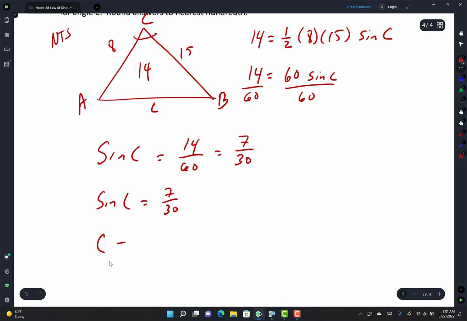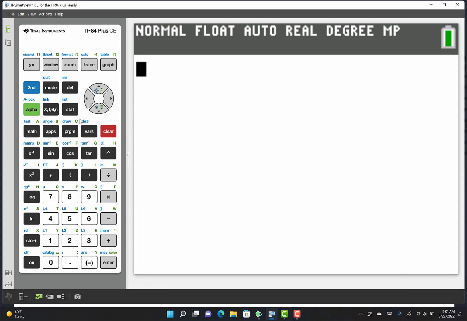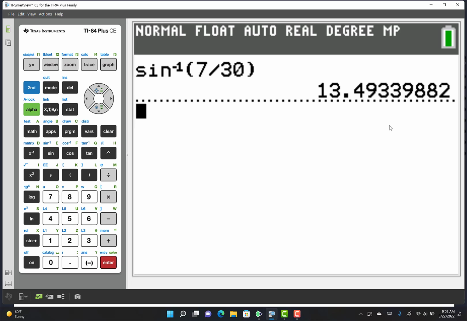To get C by itself, you've got to take the arc sine, the inverse. And let's see what that answer is. So we're going to go arc sine of 7 over 30. Make sure you're in degree mode, and I get this answer, 13.4933.